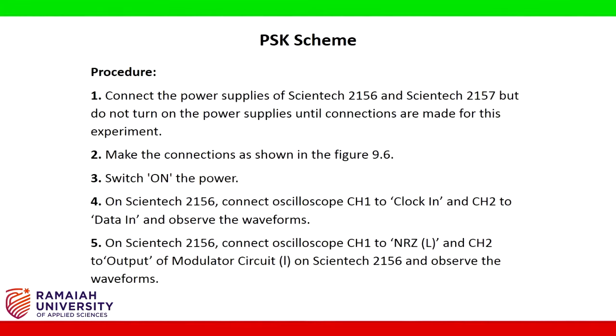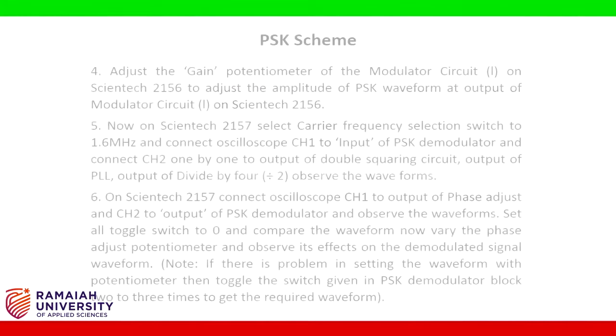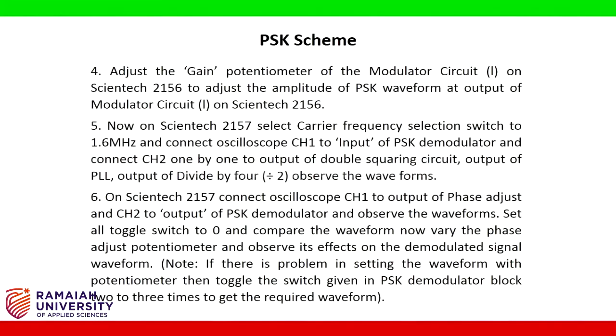On Syntec 2156, connect oscilloscope channel 1 to NRZ and channel 2 to output of modulator circuit on Syntec 2156 and observe the waveforms. Adjust the gain potentiometer of the modulator circuit on Syntec 2156 to adjust the amplitude of PSK waveform at output of modulator circuit on Syntec 2156.